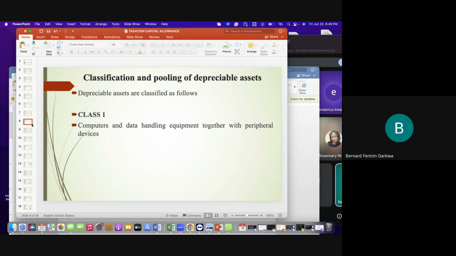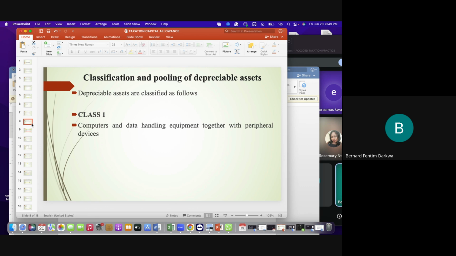So class 1 assets, what are they? All computers and data handling equipment together with their peripherals are class 1 assets. So it doesn't matter when you see a company having a computer, scanner, photocopier, anything that is data capturing equipment, or maybe computer, anything related to it is class 1 asset. Class 1.